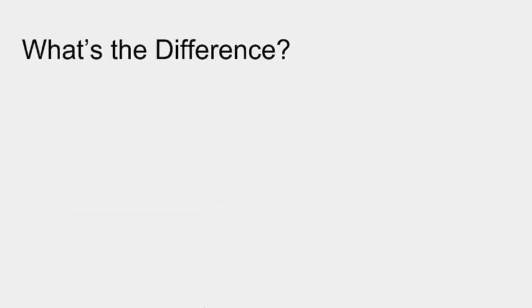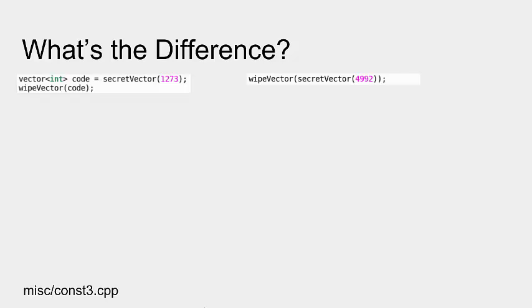This example will cement the role of const in a function signature. In this case, we create a vector from the secret vector method we talked about earlier, and then we clear the vector we created on a separate line. In this case, we do it all on the same line.